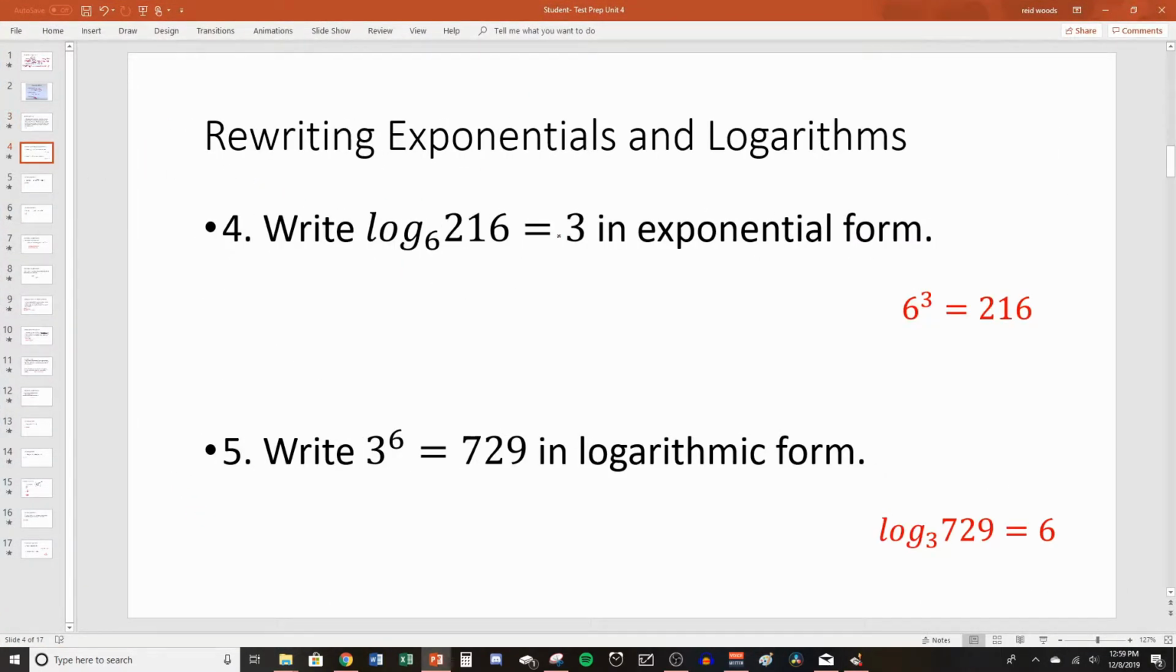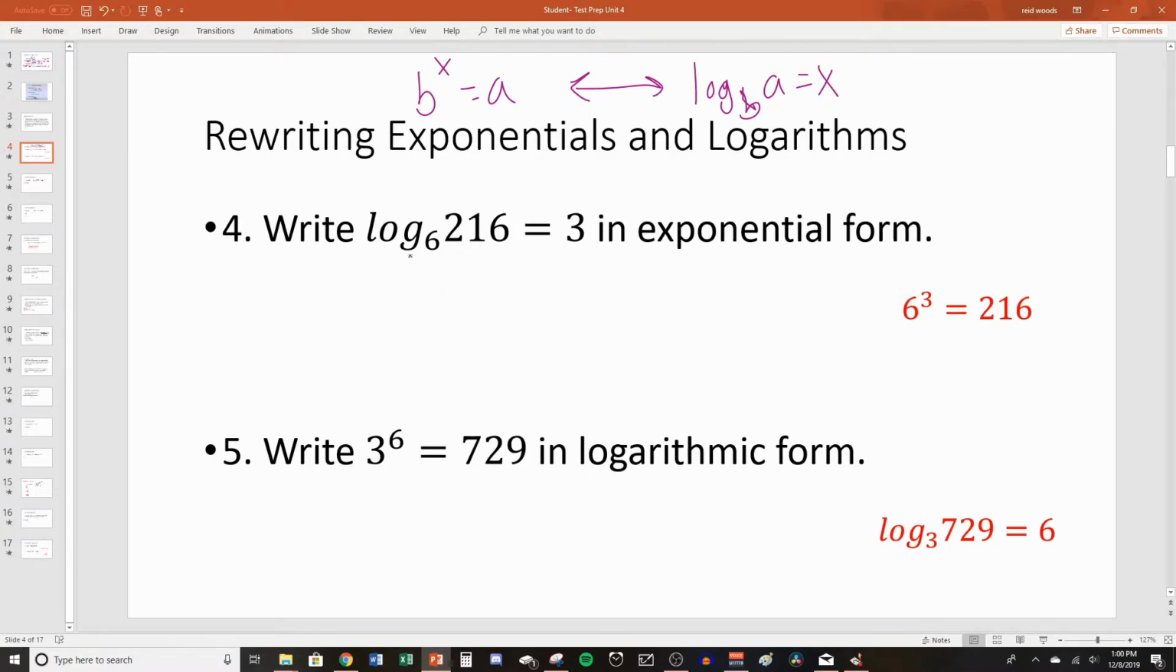On number 4, we are taking logarithms and exponential functions and or equations and switching them into the different form. So this equation here is going to help us. b to the x equals a. You can go between the forms like this. Log b of a equals x.